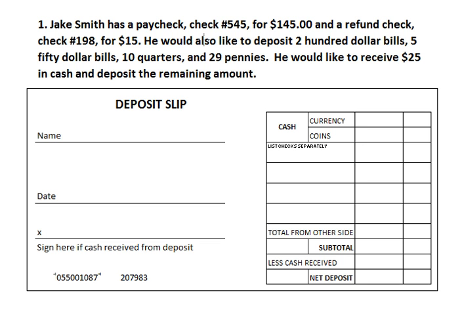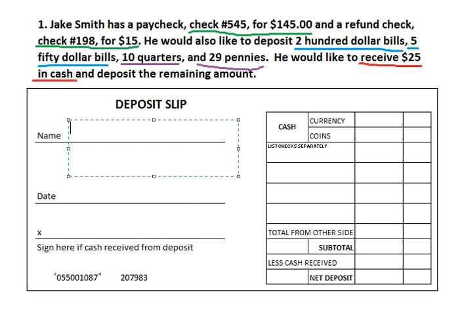Jake Smith has a paycheck, check number 545 for $145, and he also has a refund check, check number 198 for $15. He would like to deposit two $100 bills, five $50 bills, 10 quarters and 29 pennies. He would also like to keep $25 for himself in cash, and he's going to deposit everything else. So there's a lot going on here. Let's just get going and get at it.